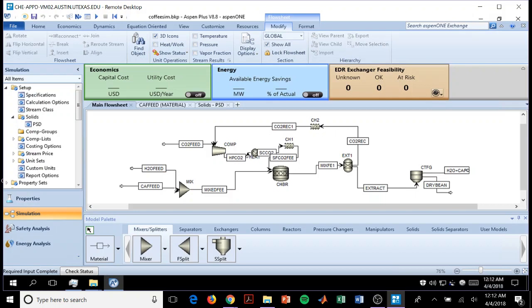Hello, and welcome to our simulation part of our supercritical fluid extraction lesson. Right here we have a simple simulation of supercritical fluid extraction of coffee beans.